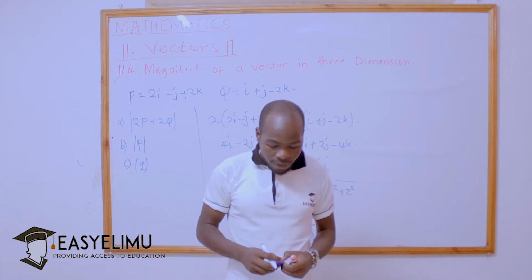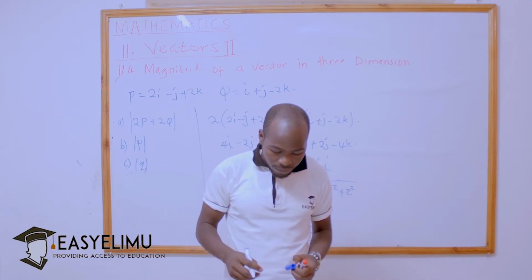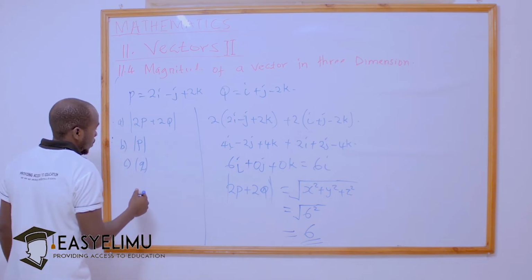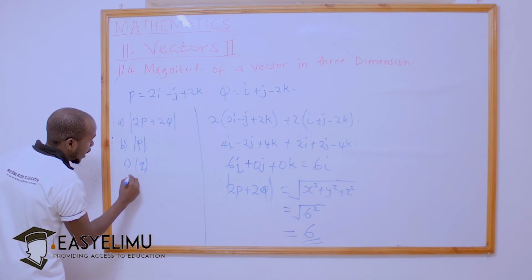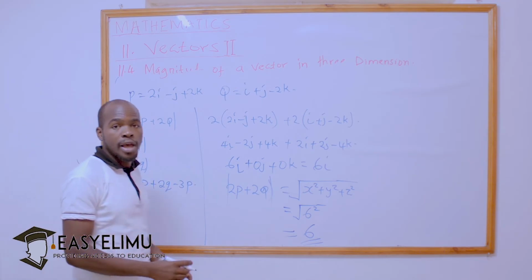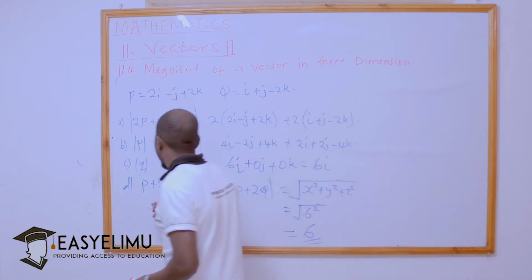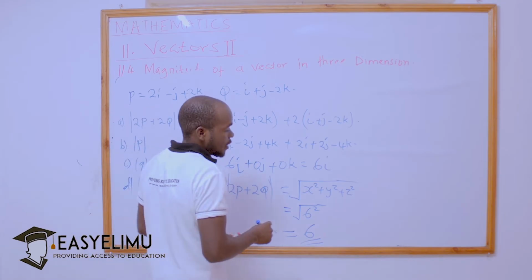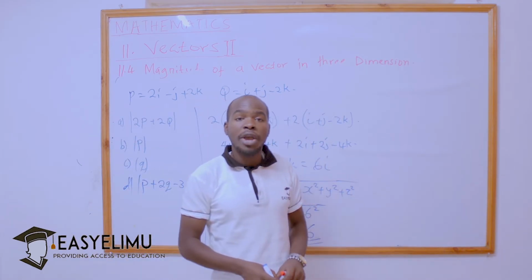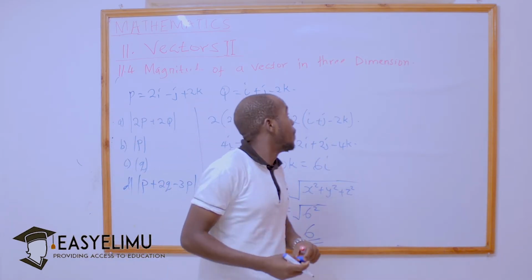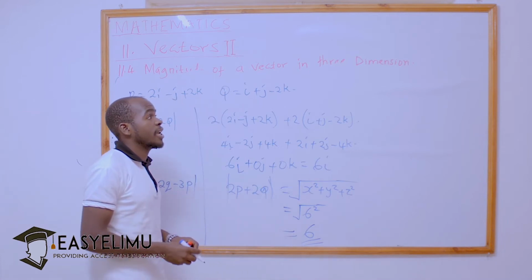The other one I gave you, now you will add another one. That one you will try to work it out. Find the modulus of that one. Then with that we have come to an end of the magnitude of a vector in 3 dimensions.